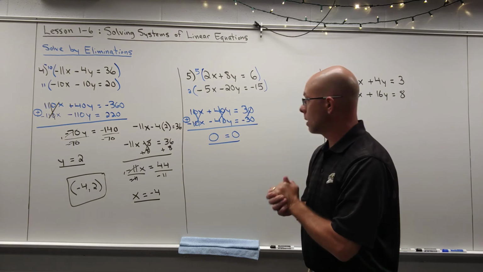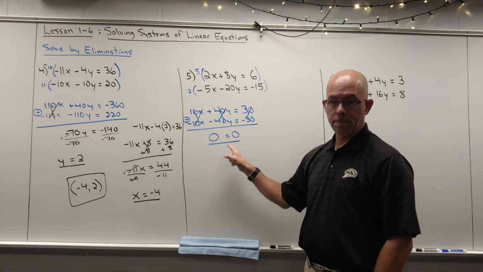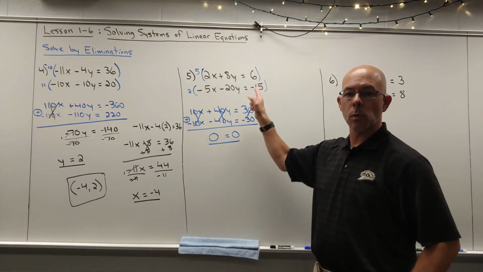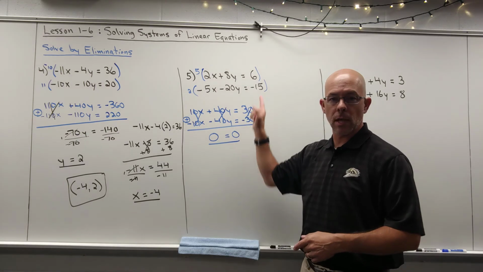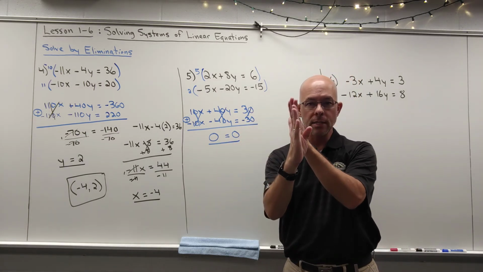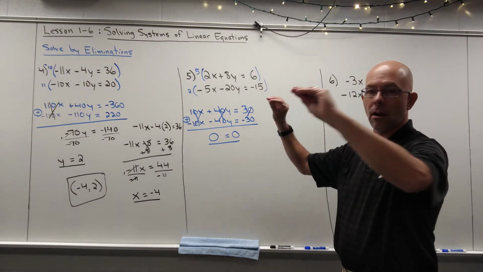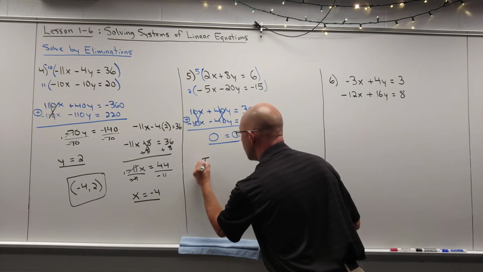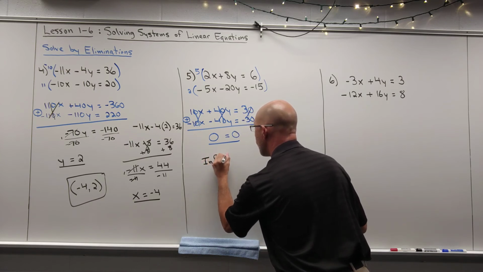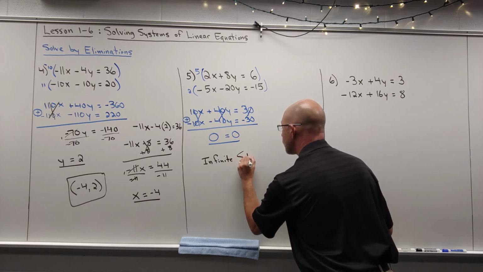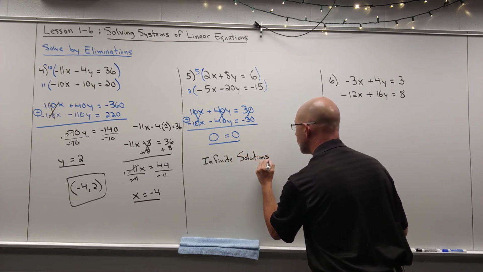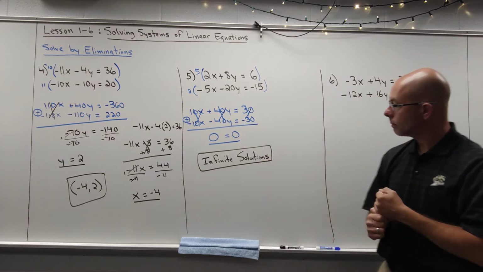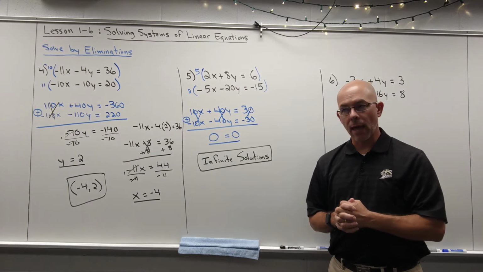What's going on here? Well, here's the deal. That's a true statement. 0 does equal 0. The fact that it's a true statement means that this is one of those graphs where if I do graph these two lines, they fall right on top of each other. They're dead on top of each other, meaning they share infinitely many points. That is the answer. We write infinite solutions, because they cross in so many places that you can't document them all.